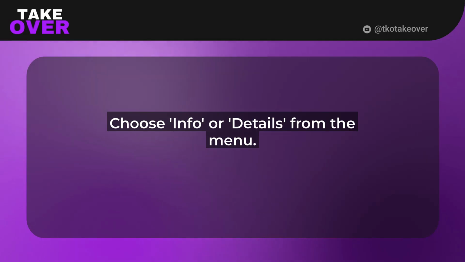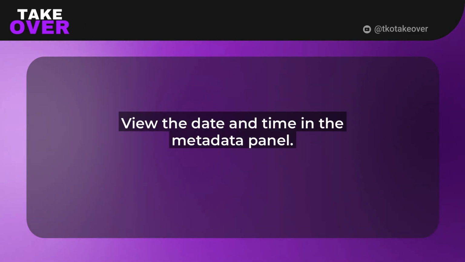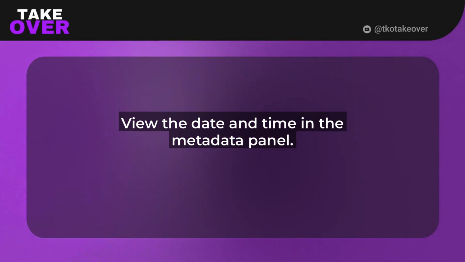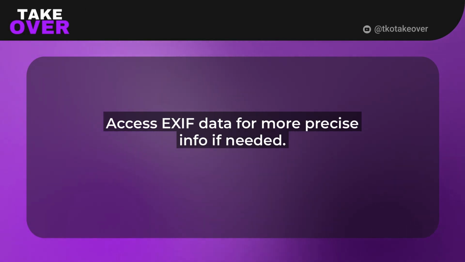It's that straightforward. For even more precision, if you're dealing with advanced editing or sharing, you can access the photo's EXIF data. To do this, stay in the Info panel and look for an option like EXIF Info or More Details. This will show you not just the date and time, but also other info like location and camera settings. Keep in mind, Apple might have updated this interface for better privacy and ease in 2025, so it could be even more user-friendly.